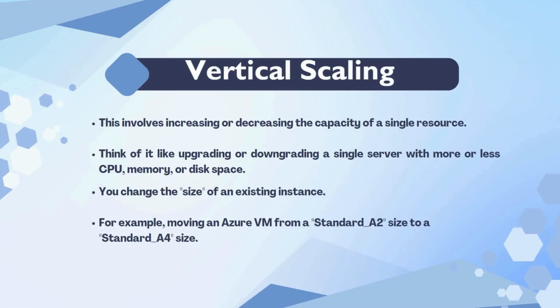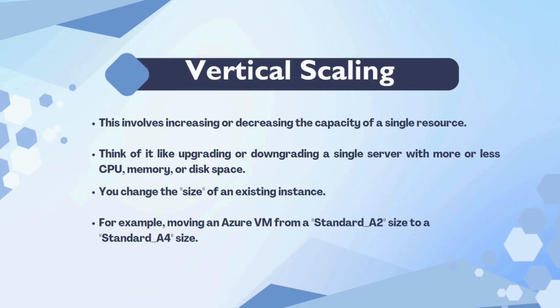So let's start with vertical scaling. This type of scaling involves increasing or decreasing the capacity of a single resource. Think of it as upgrading or downgrading a single server with more or less CPU, memory, or disk. You can change the size of an existing instance, for example, moving an Azure VM from a standard A2 size to a more powerful standard A4 size.